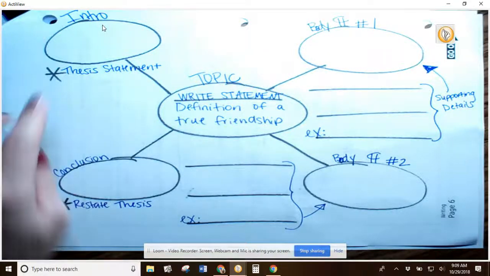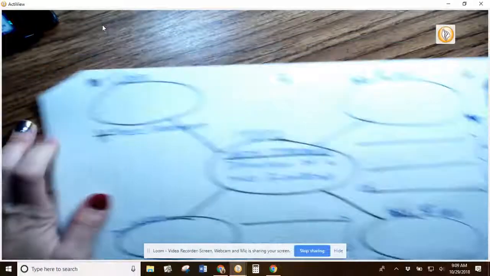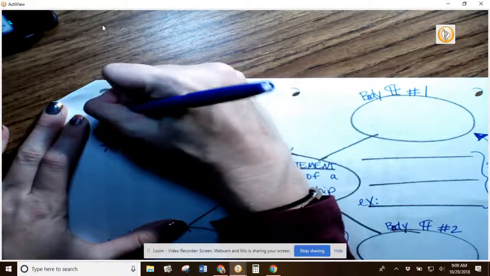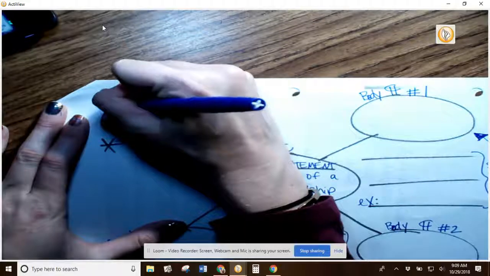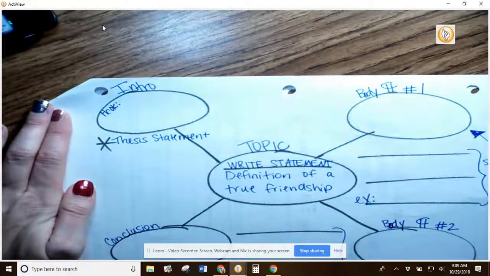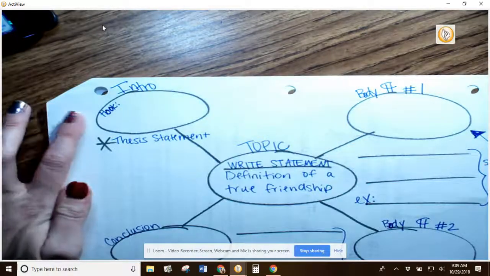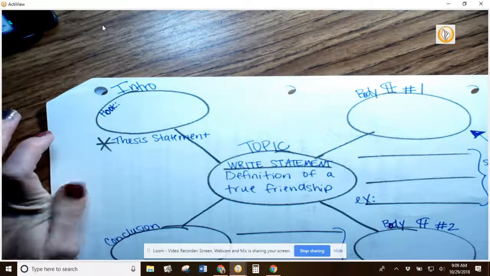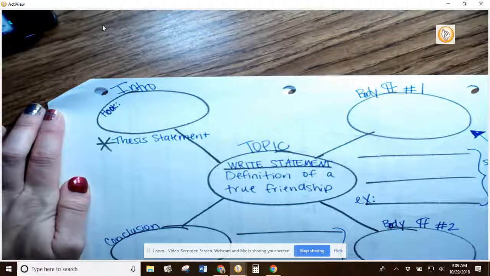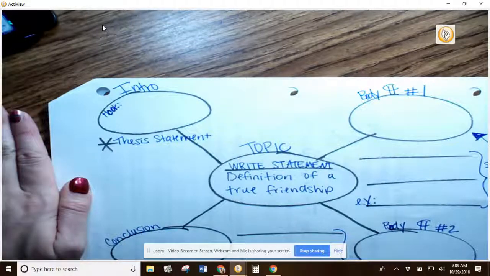Okay, so in our introduction, let's go to our introduction first. In our introduction, we're going to have 2 parts. We're going to have some sort of hook. What is a hook? It grabs your reader's attention. Okay, we're going to leave that blank for now because I think we need to know what our essay is going to have in it first before we know how to hook our reader. So we're going to leave the hook blank.